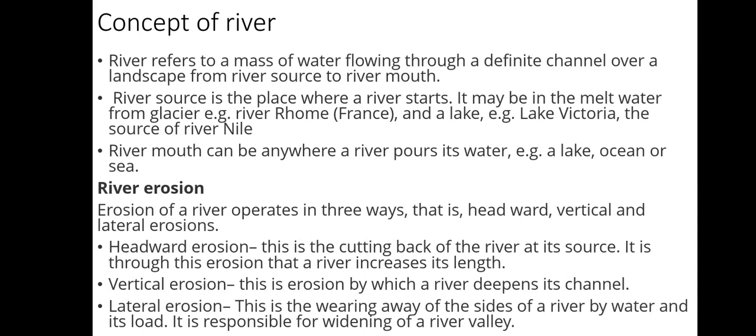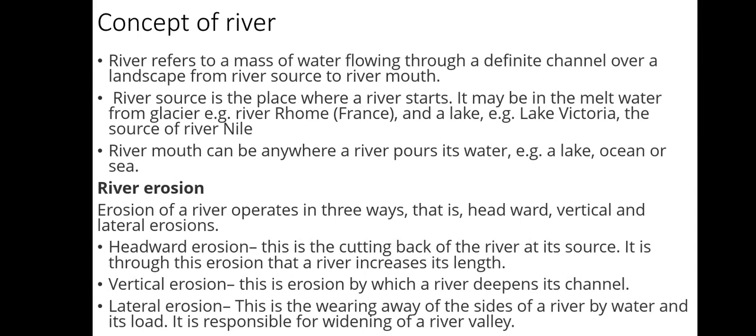A river mouth can be anywhere a river pours its water. So basically it is the place where a river ends and pours its water from its channel. For example, it can pour into a lake, an ocean or a sea.